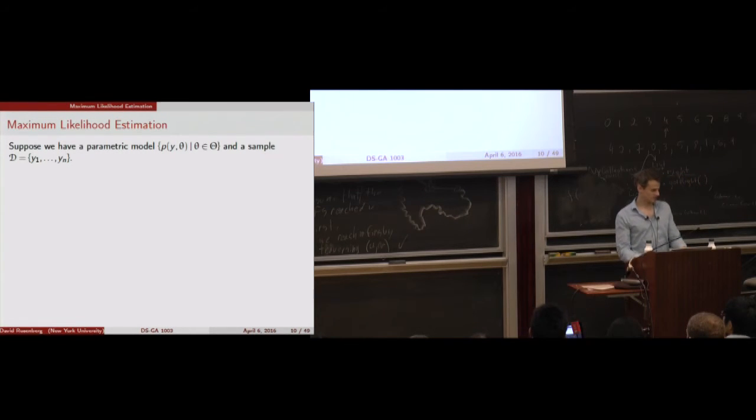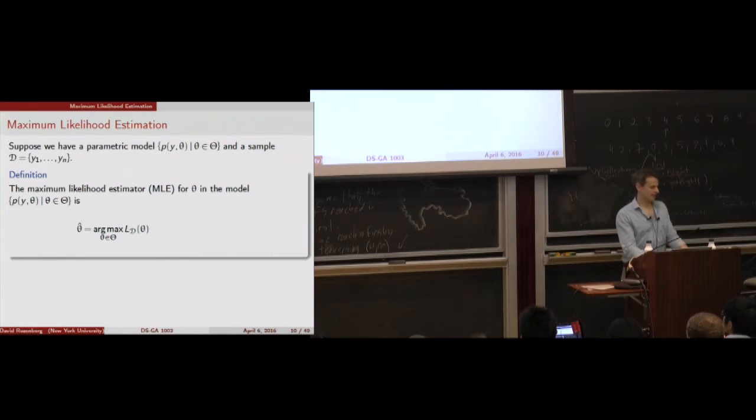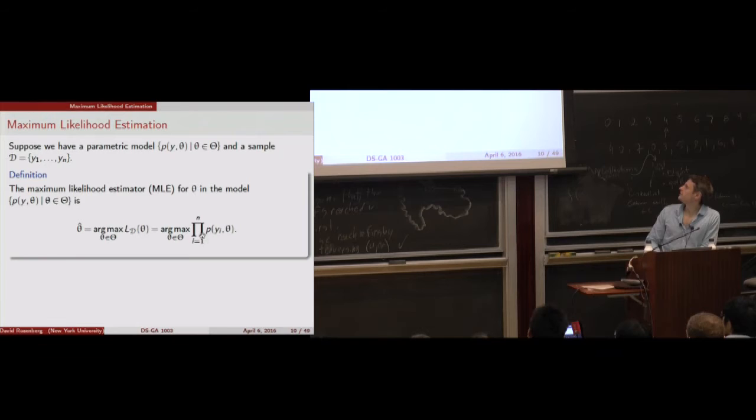So maximum likelihood estimation. Suppose we have a parametric model, and we have a sample D. We're going to define the maximum likelihood estimator for theta in this model as the theta hat that maximizes the likelihood of theta given D. The likelihood is the probability or probability density of the observed data for the distribution corresponding to the parameter theta from the model. Because we assume the data is IID, it would factorize into the probability of each individual point. Just standard stuff.